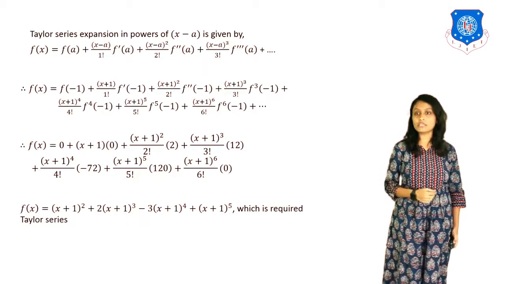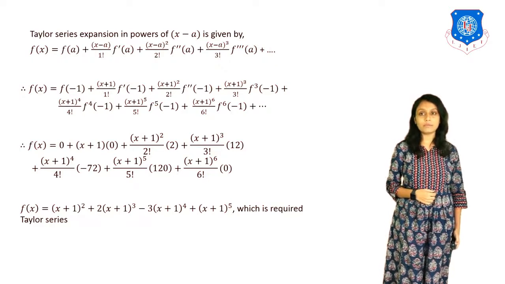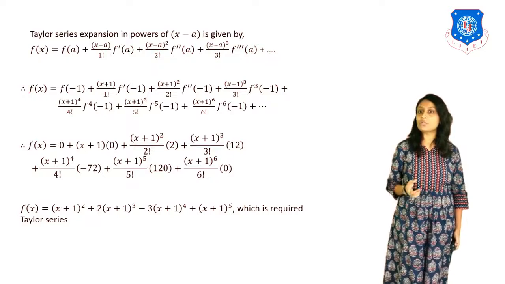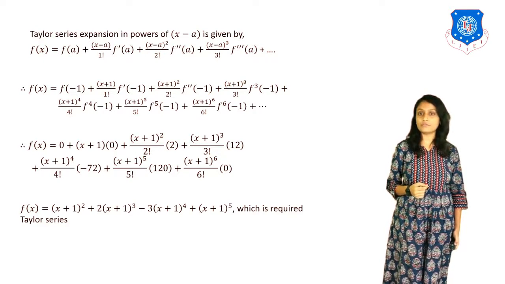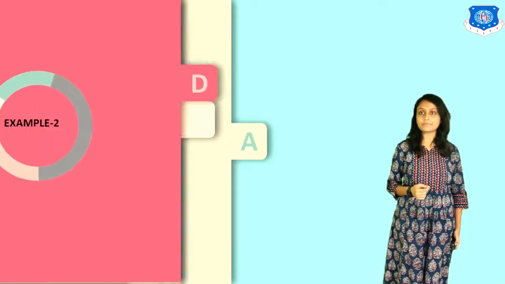Okay, so on simplification you will get the answer f of x is equal to (x plus 1) whole square plus 2 into (x plus 1) whole cube minus 3 into (x plus 1) raised to 4 plus (x plus 1) raised to 5, which is our required Taylor series. Okay, we'll see one more example.